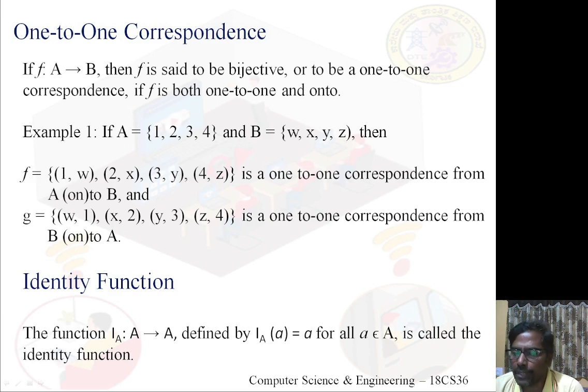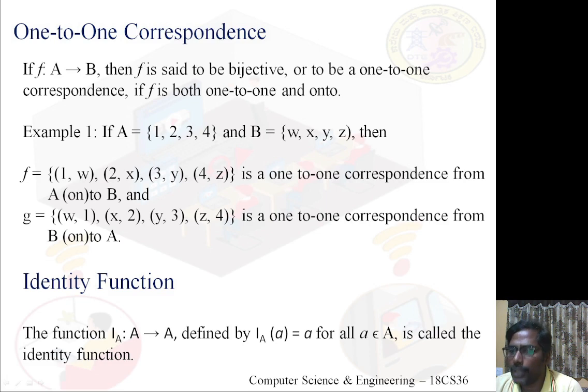So let me check whether f is onto. If I want to say f is onto, all elements of codomain B, that is W, X, Y, and Z, should appear at least once as an image. So when I look at function f, all the elements of codomain B, that is W, X, Y, and Z, appear at least once as an image.